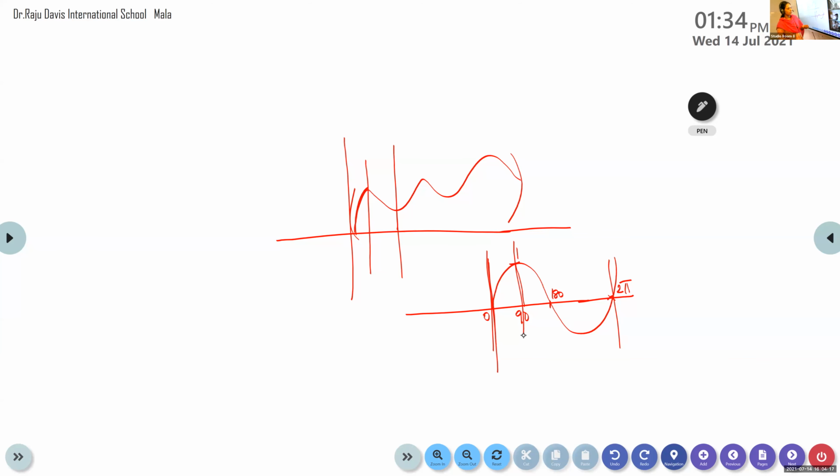Again, if I take the interval 90 to 180? Decreasing. It is decreasing, isn't it? If we divide it into smaller intervals, we can say in this interval it is increasing, in this interval it is decreasing. But if I take the interval 0 to pi, pi means 180, isn't it? In the interval 0 to pi, it is neither increasing nor decreasing. One part it is increasing, in the other part it is decreasing.